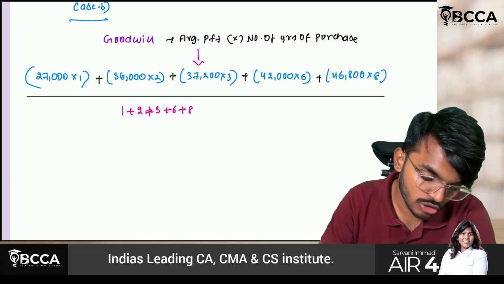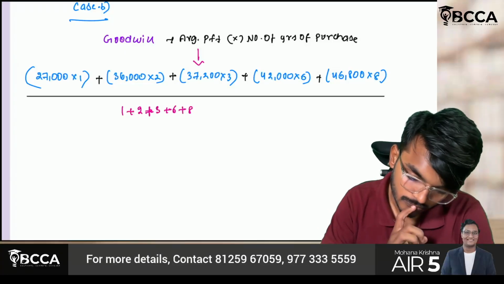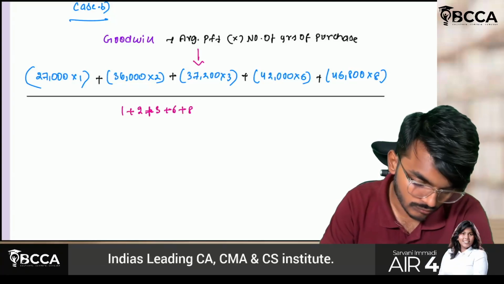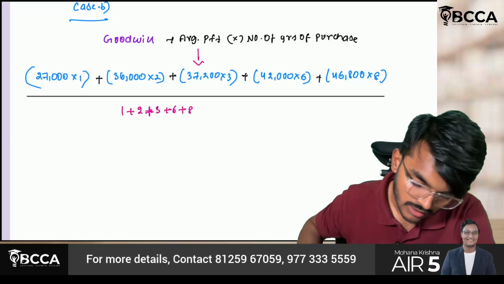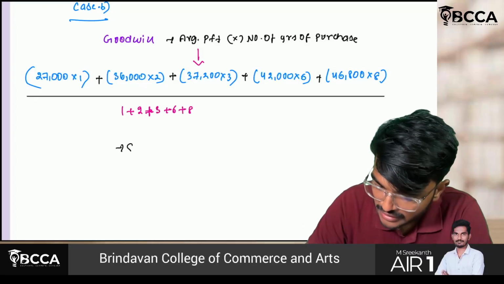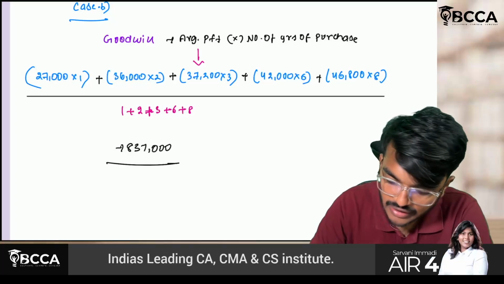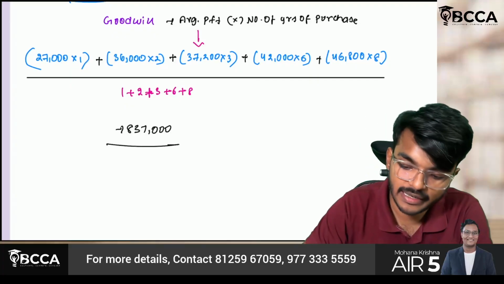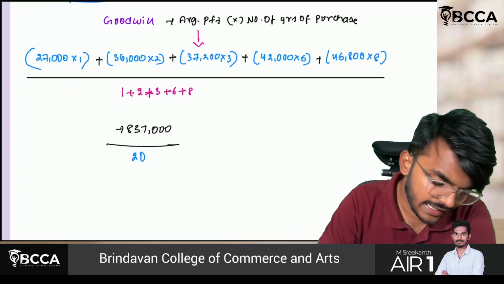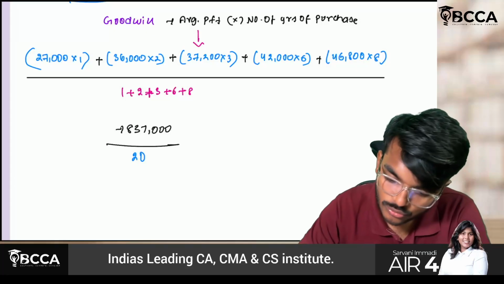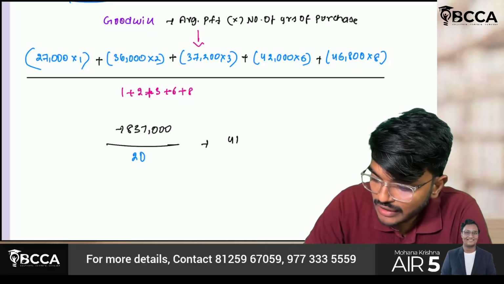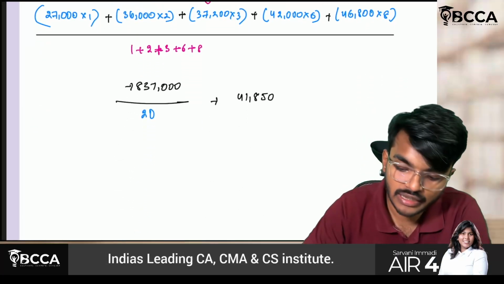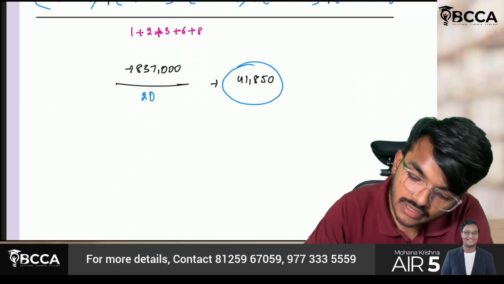I am also calculating. You also please confirm and tell me, guys. So in the numerator I will be getting 8,37,000 divided by the denominator: 1 plus 2, 3 plus 3, 6 plus 6, 12 plus 8, 20. So 837,000 divided by 20, the weighted average profit I am getting is 41,850. How much are you getting, sir? 41,850 is my average profit.